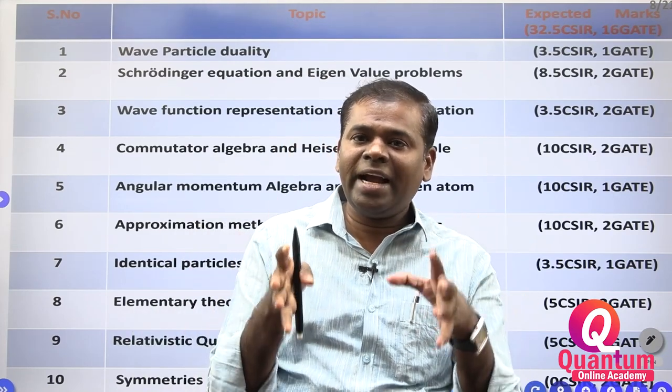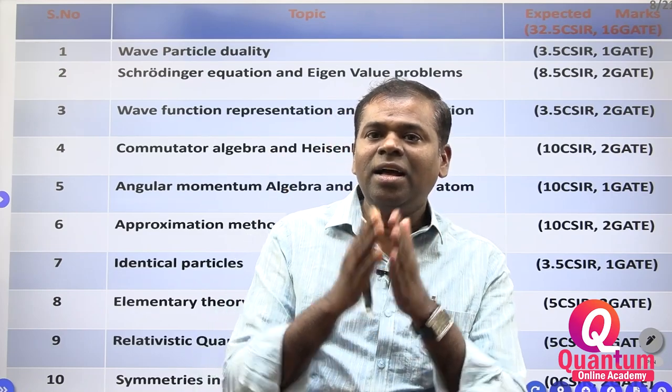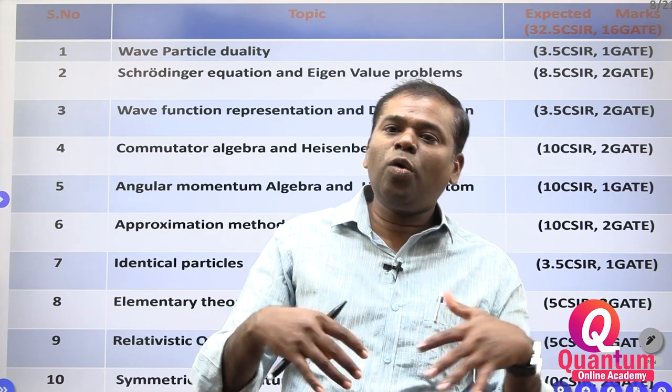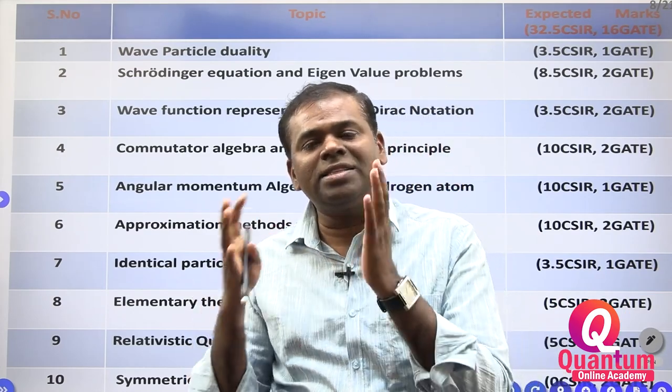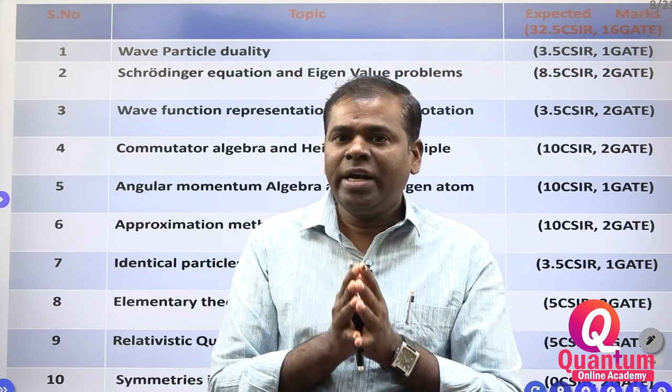So that's why a guide is needed, right? That's why I segregated it into 10 parts. Just as I segregated the mathematical methods and the classical mechanics, in the same way I segregated quantum mechanics into 10 parts.